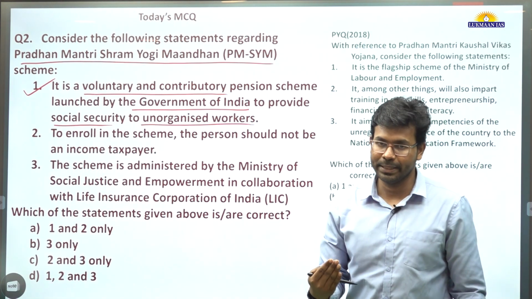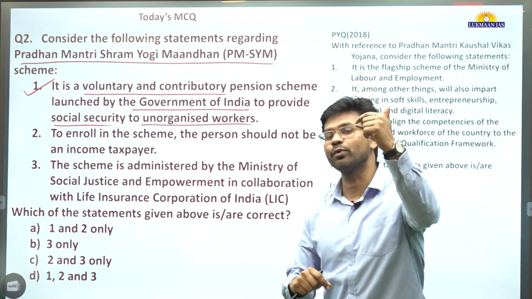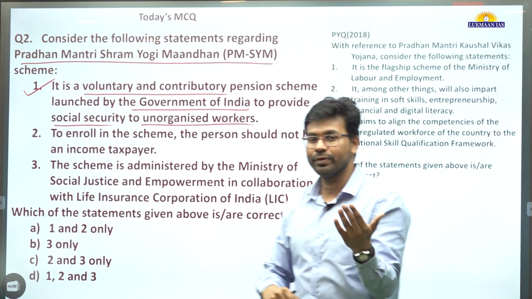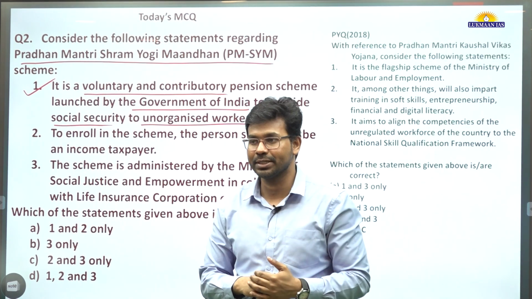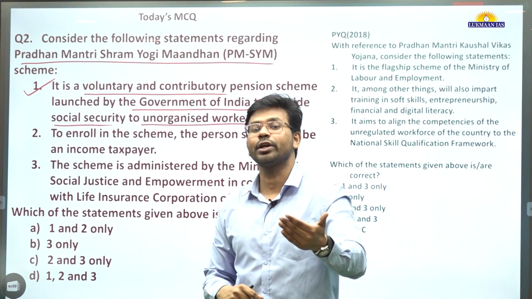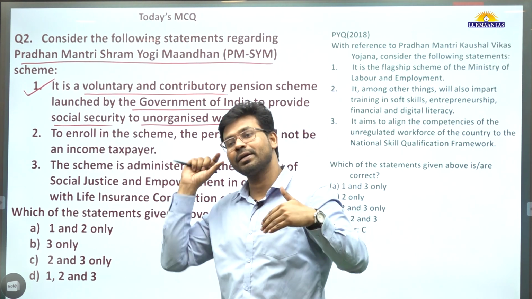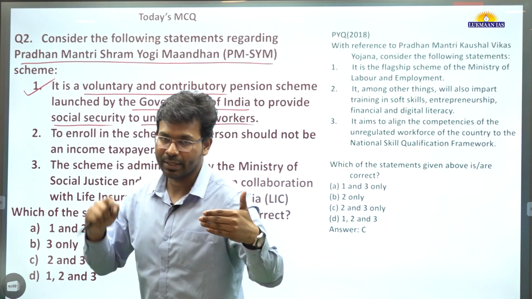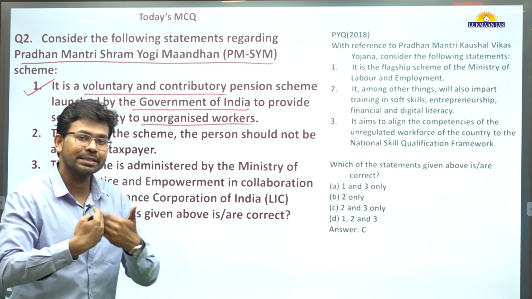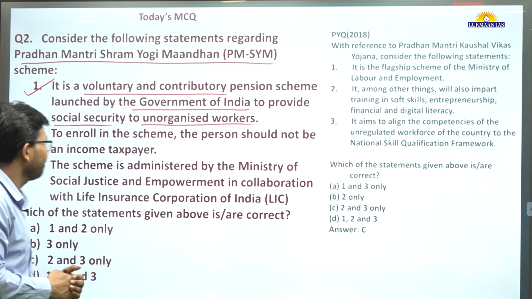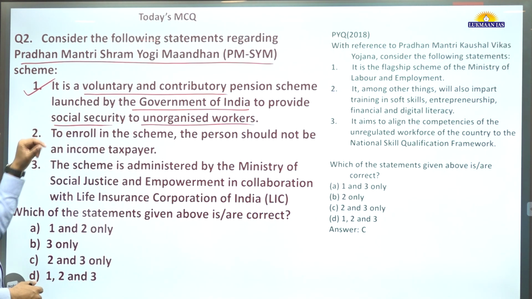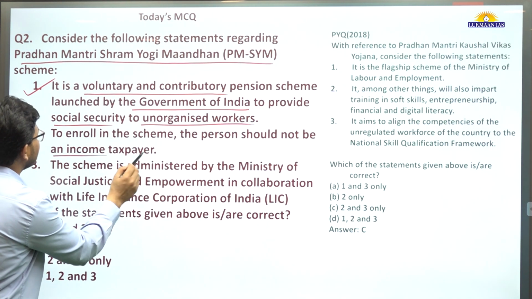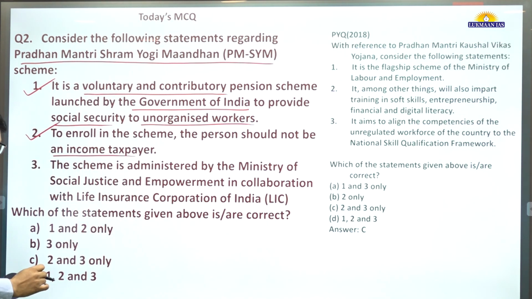It is not mandatory. It is voluntary and contributory. Means a person can himself go to the designated office and get himself enrolled in this pension scheme. He then needs to contribute to the pension scheme, so that after a particular age, I think 60 years, he will start receiving a monthly pension. Then, to enroll in this scheme, the person should not be an income taxpayer. This statement is also right.